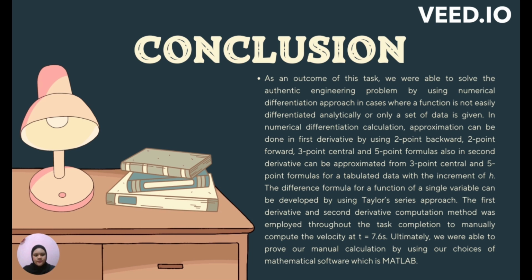The first derivative and second derivative computation methods were employed throughout the task to manually compute the velocity at t equals 7.6 seconds. Ultimately, we were able to prove our manual calculation by using our choice of mathematical software, which is MATLAB.